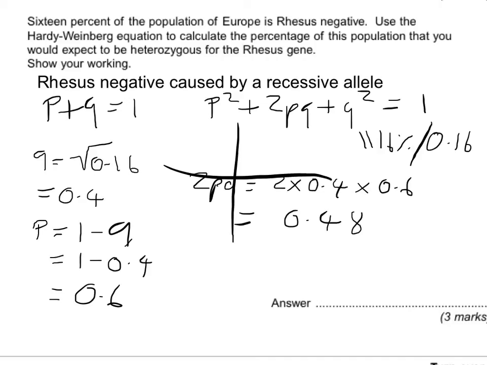Key thing here is that it's explicitly told you to calculate the percentage, so to get the full marks you need to turn that into a percentage, which is 48, and all I've done to get that is multiply this by 100. So there we go, 48% of the population you'd expect to be heterozygotes for rhesus negative.